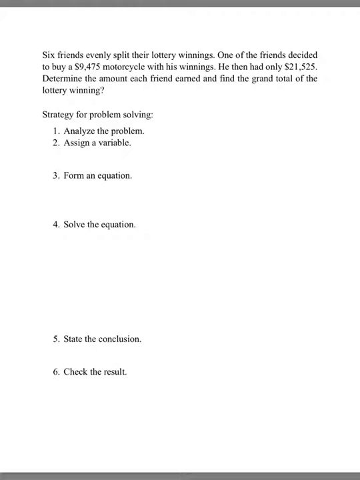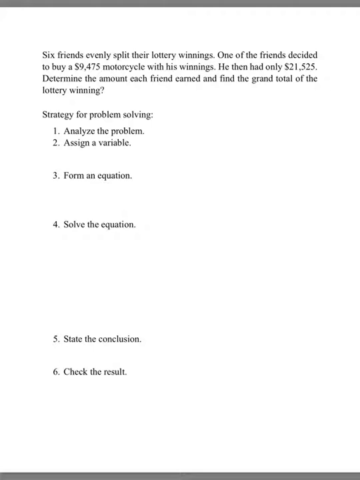Let us begin our word problem by reading it out loud. 6 friends evenly split their lottery winnings. One of the friends decided to buy a $9,475 motorcycle with his winnings. He then had only $21,525. Determine the amount each friend earned and find the grand total of the lottery winning.